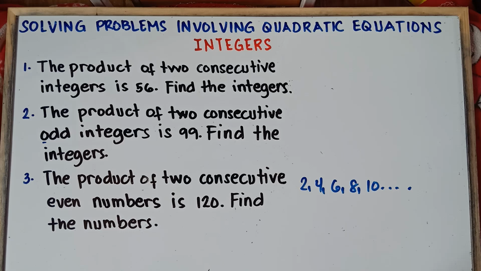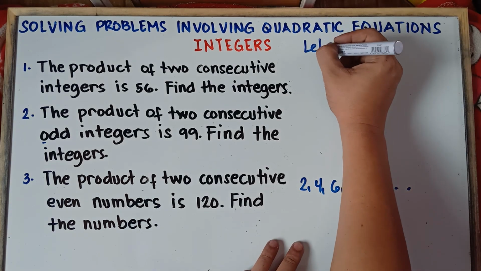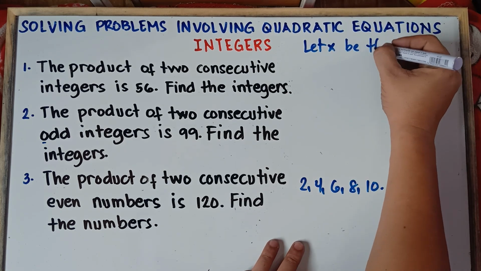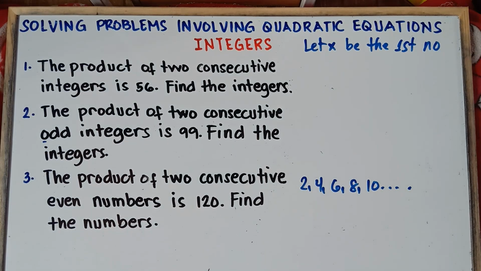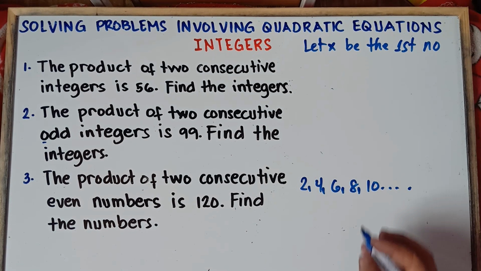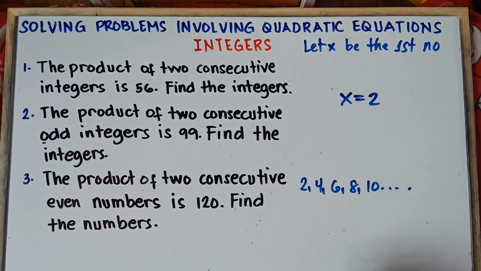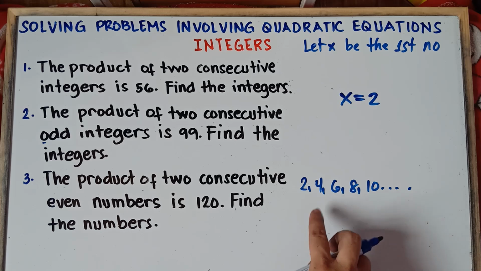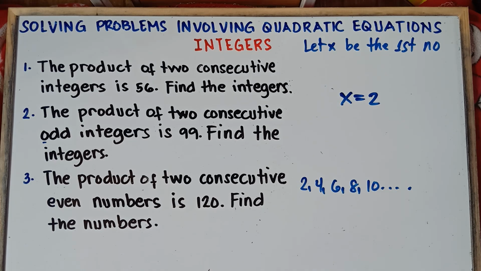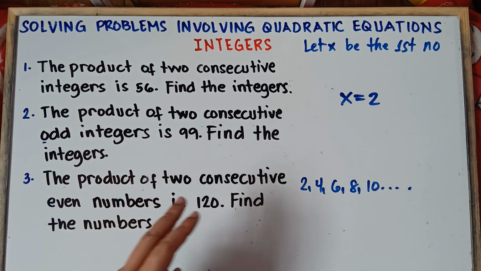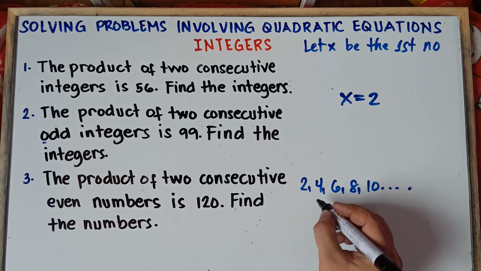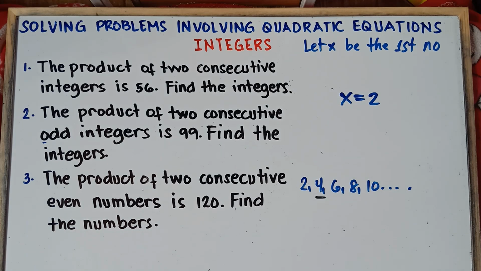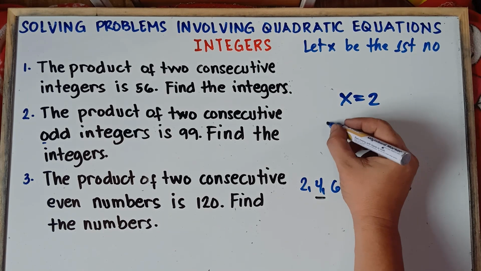Once again, class, we don't know the number yet, so we let x be the first number. Once again, class, we assume any value for x. If x is equal to 2, what would be the next number, class, after 2? It should be an even number because we are told to find two consecutive even numbers. So the next number after 2, that's 4, right? Question, how will you get 4? Of course, that would be x plus 2.